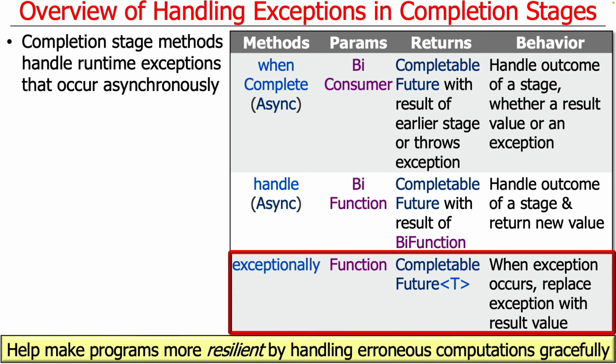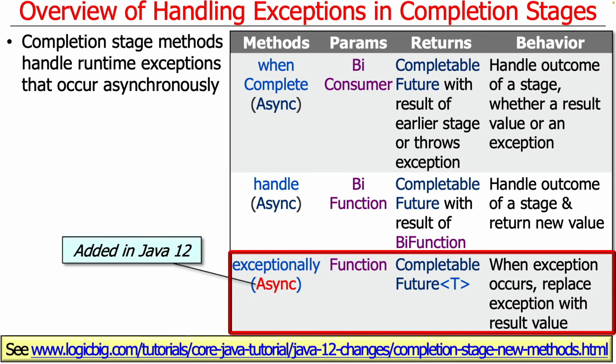I should also point out that in Java 12, they added an async variant for exceptionally. There are also async variants for whenComplete async and handle async. I'm probably not going to use those a whole lot, but they do exist.